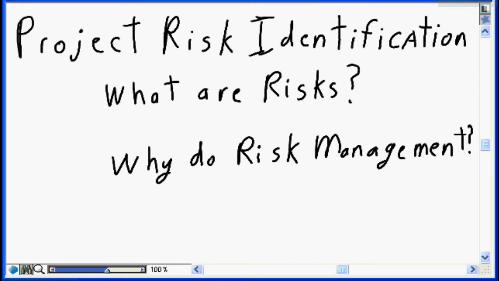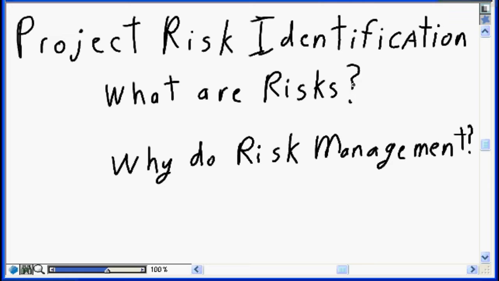Project risk identification. This nugget is the first of a series of 3 nuggets on risk management. In this nugget, we'll examine the issues related to project risk identification. Before we get into that, we need to have a definition of what are risks.